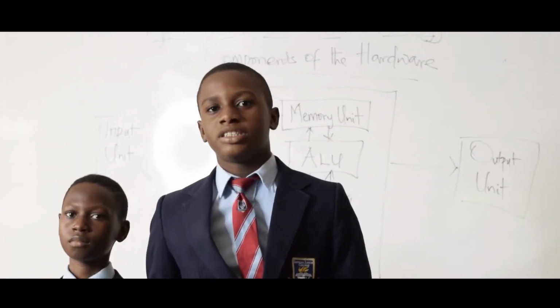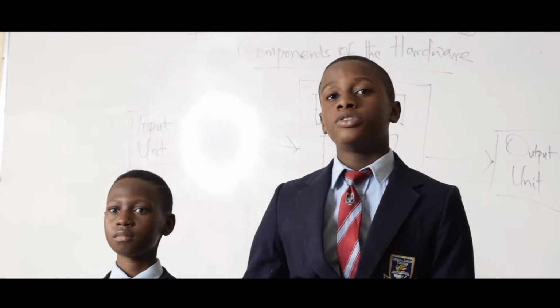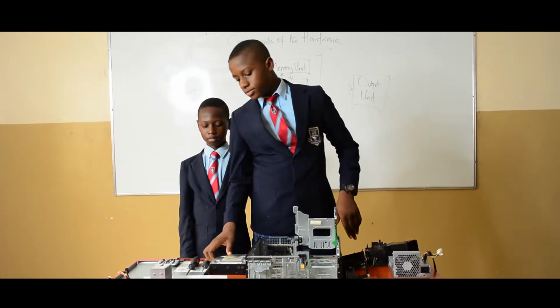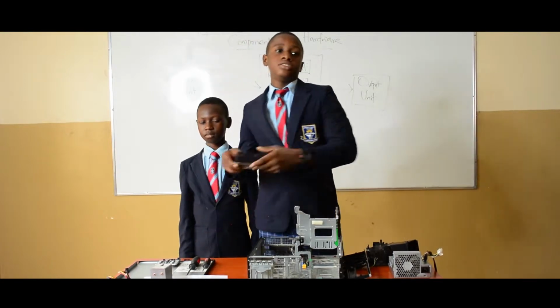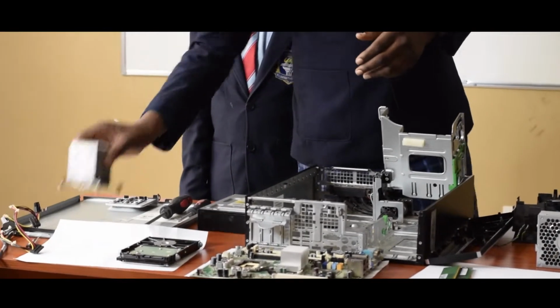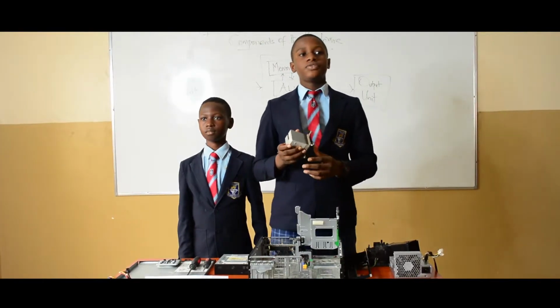Someone and I are going to be assembling the system units. But before we start, we must first know the components that are inside the system units. Now, this is called the CD drive. This is called the heat sink, which collects heat from the CPU.